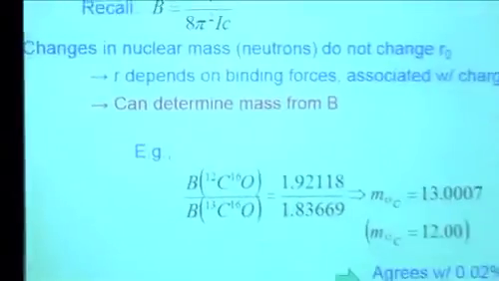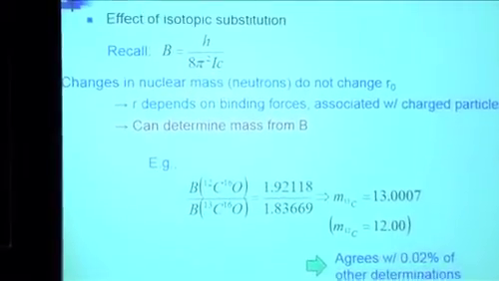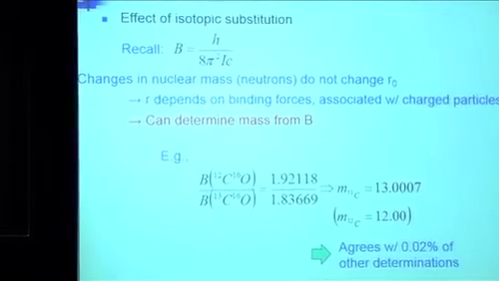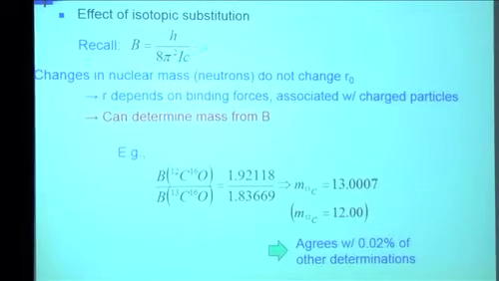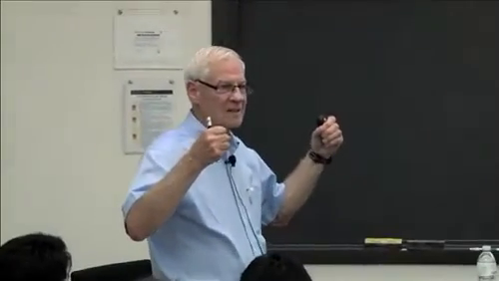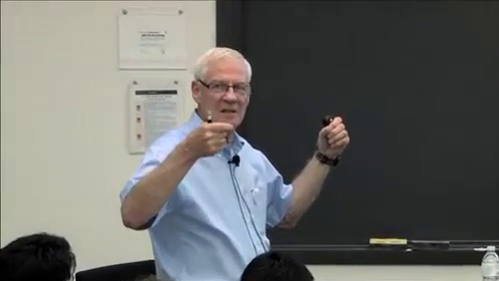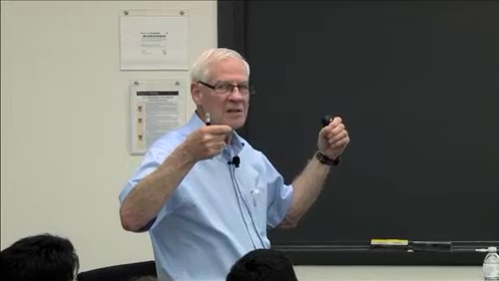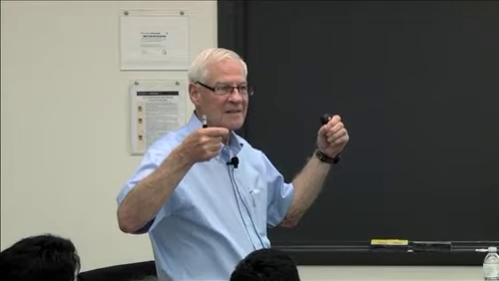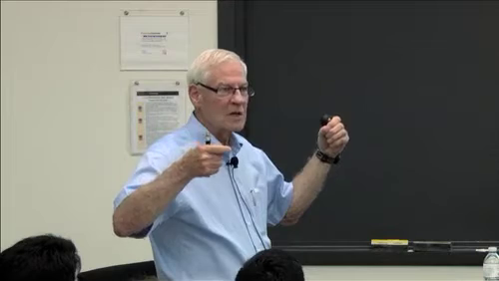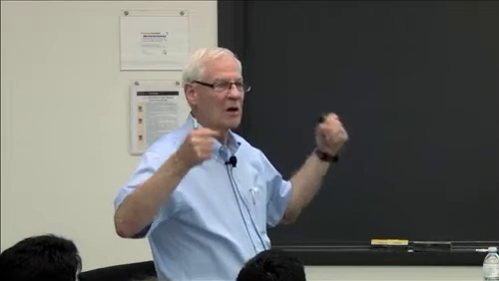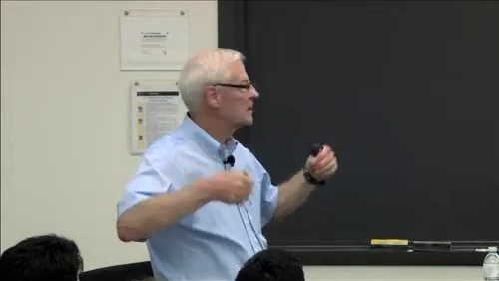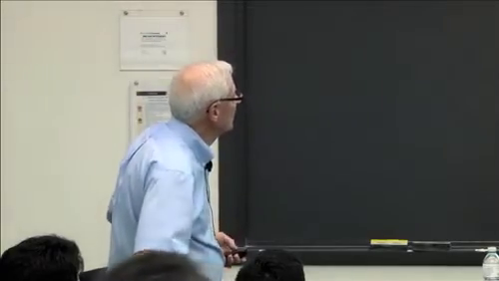What if we do isotopic substitution? So B is h over 8 pi squared I c. Now here's kind of a key point here. The internuclear spacing is set by electrical charges. I change the mass of one of the nuclei. I don't change that. I changed the mass, I changed mu, but I haven't changed R, the internuclear spacing.